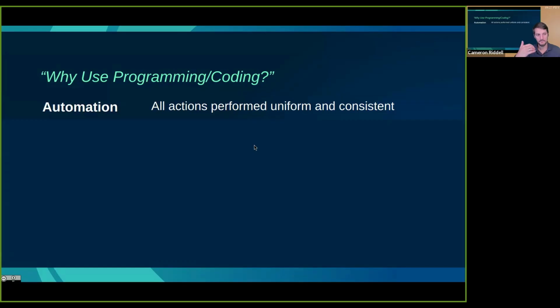One of the biggest reasons that we would use programming and coding at all is it provides automation. And automation is a very important thing in science because it means that our actions are all performed in a uniform and consistent manner. And this is a very specific form of automation because, at least in my own experience, when I was an undergraduate, I was part of a lab. And for this lab, it was another fMRI-based lab, and we had to analyze some fMRI data.